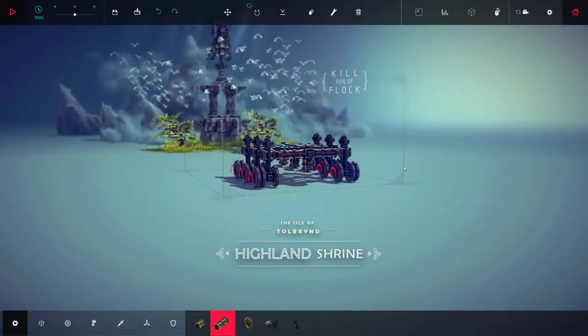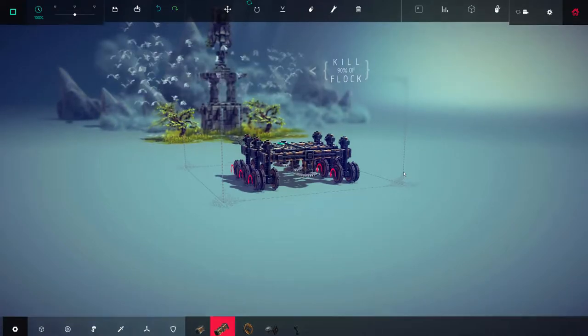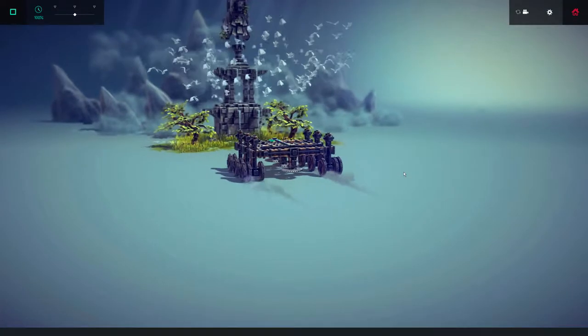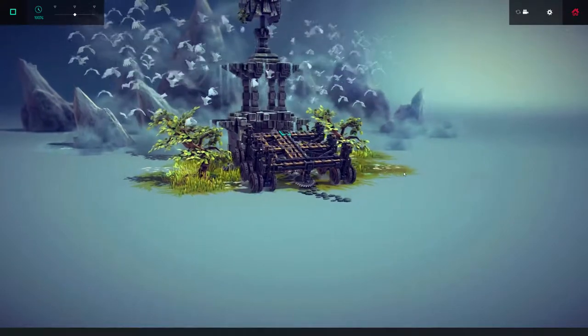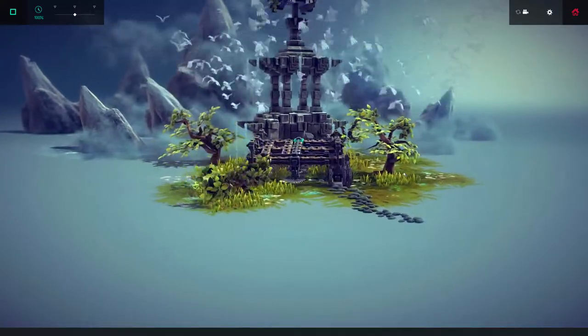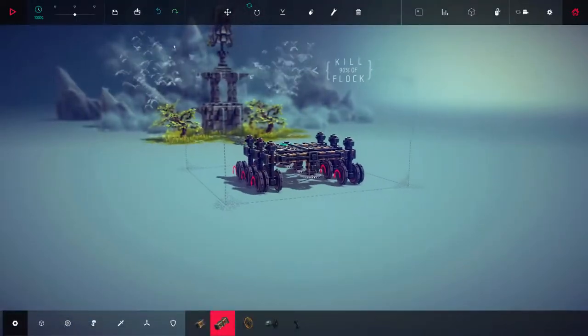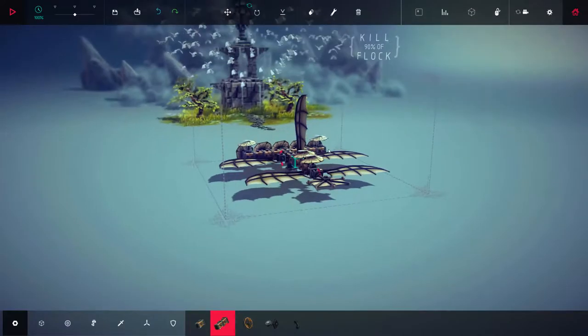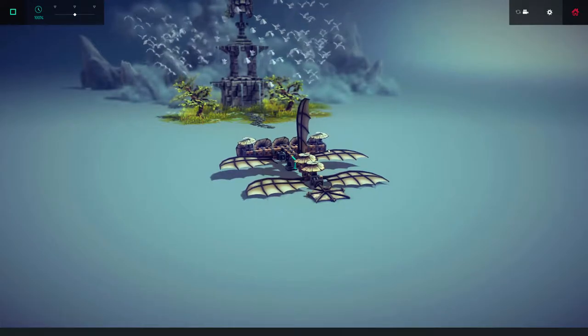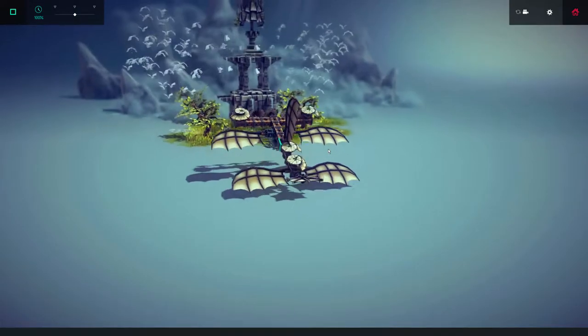Kill 90% of the flock. How do you kill 90% of the flock? I knocked down your little thing. Okay, well, I'm going to have to think here. Let's try loading up here, the old chillax flyer. I really don't remember the commands for this.